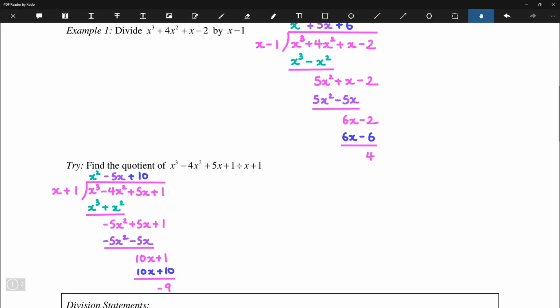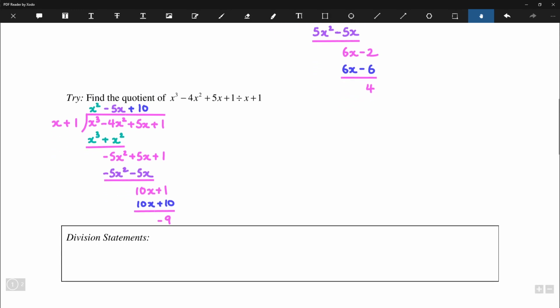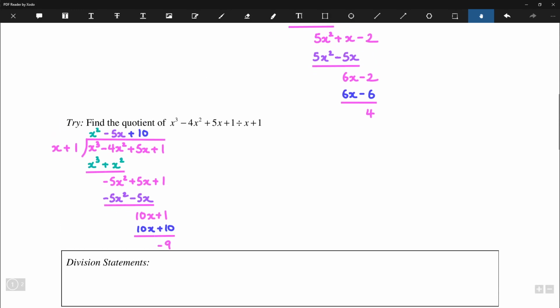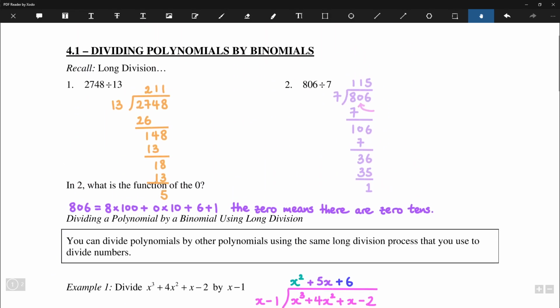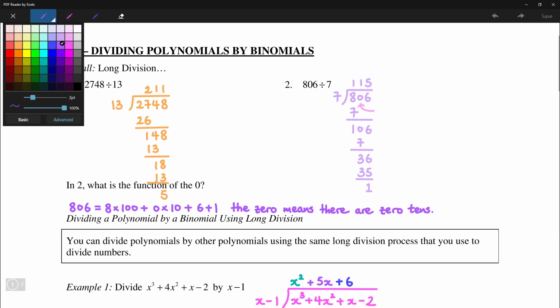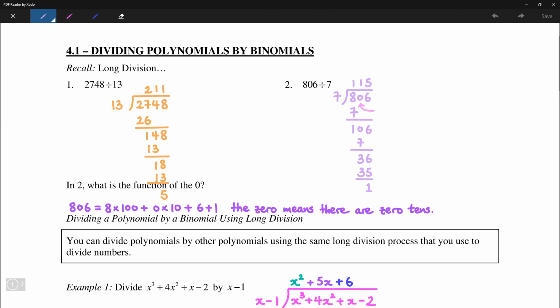Right, so now that we have done some dividing, it is useful to write our answers as division statements. So in order to do that, let's go back to the numbers example. So a division statement would look like this. We have 806 is equal to 7 times 115 plus 1. And so the components of this, the first part is the 806. That is the dividend.